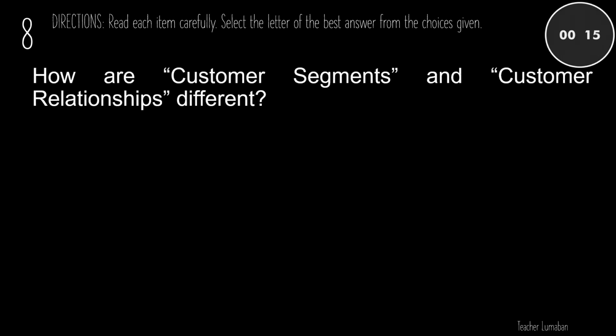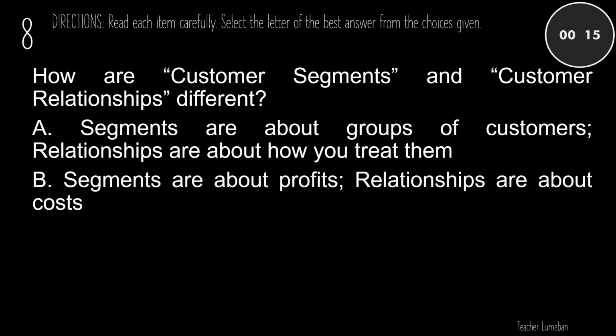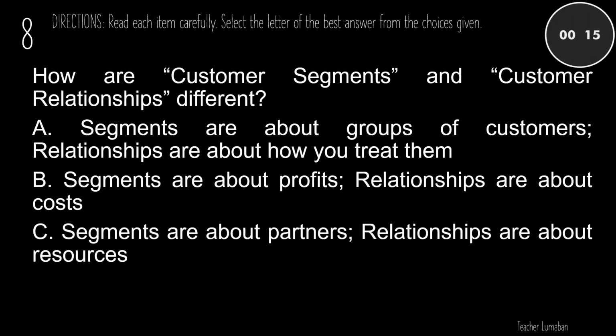How are customer segments and customer relationships different? A. Segments are about groups of customers, relationships are about how you treat them. B. Segments are about profits, relationships are about costs. C. Segments are about partners, relationships are about resources. D. They are the same thing.